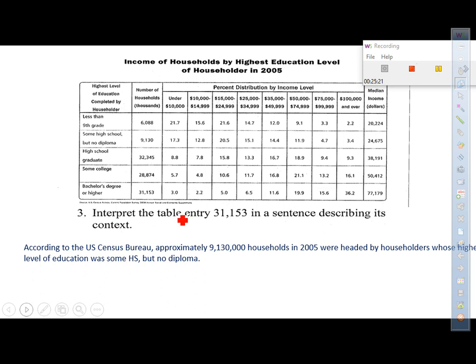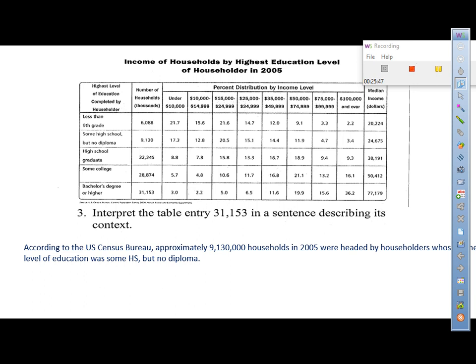Our source down here is the U.S. Census Bureau. So here's a form of the sentence. According to the U.S. Census Bureau, approximately 9,130,000 households in 2005 were headed by householders whose highest level of education was some high school but no diploma.